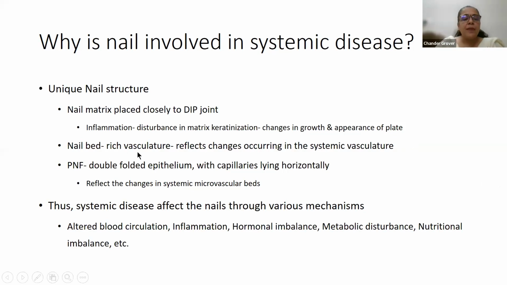At the same time, the bed is very rich in vasculature. It is a very richly supplied area, predominantly because of its role in temperature control. So it is going to automatically reflect whatever is wrong with the systemic vasculature.